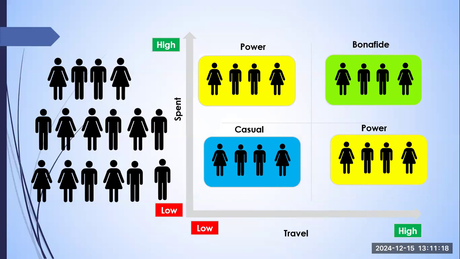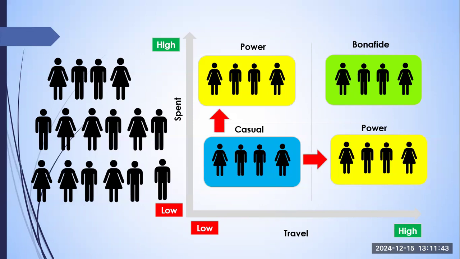So this is the clustering and segmentation algorithm of machine learning we will apply. And we can get these categories. Okay, we can assign this customer is our casual, this is our power, this is our bona fide. We use those algorithms of the machine learning to make the complex segmentation.